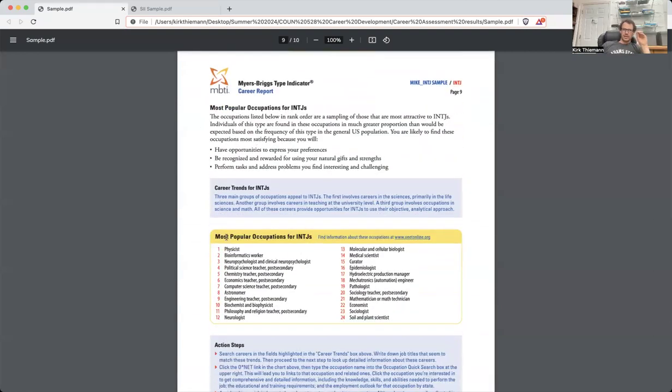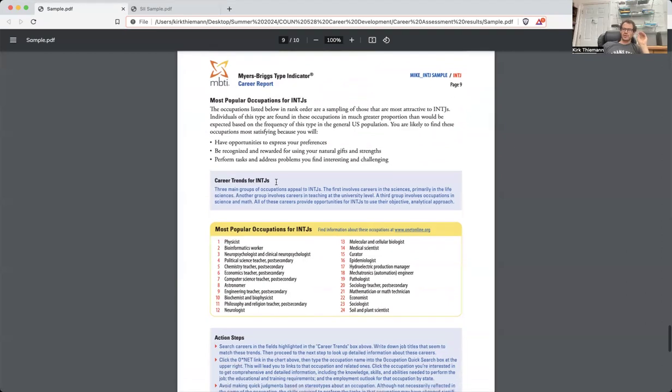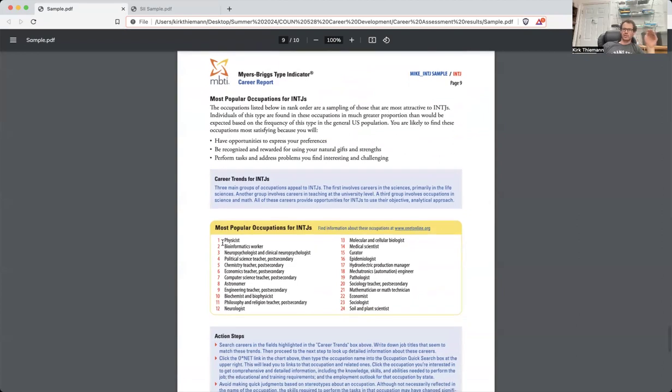So then this is where, okay, the most popular occupations. This is where most students and clients just want to jump right to. "Okay, what's my number one career? Physicist. Oh crap, I hate physics. What do I do? This is wrong. The assessment's dumb. It doesn't make sense." I've heard those reactions immediately, but it's like, okay, so maybe you don't want to be a physicist. That's totally fine. But there's something about physicists that might connect to who you are.